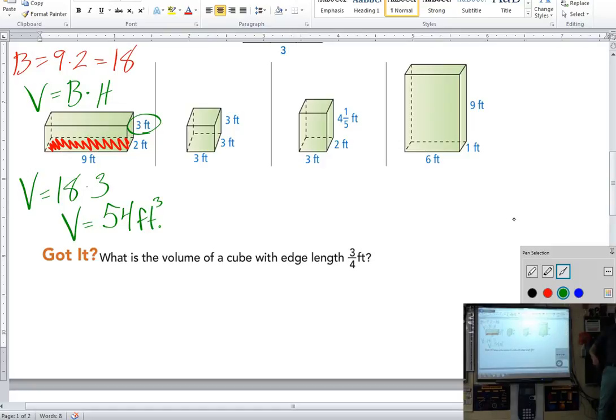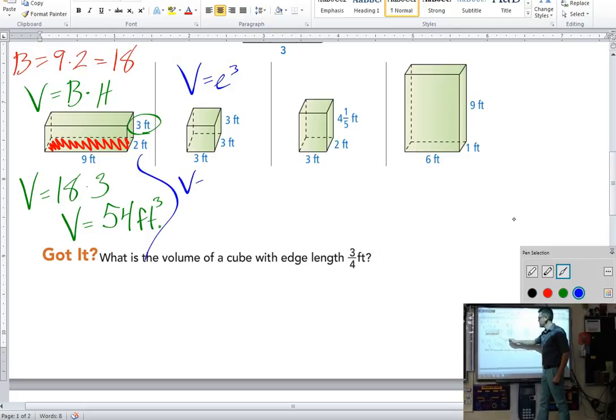So if you've got 3 by 3 on the bottom, then stacked 3 tall, we can just set up the edge length cubed, which is going to be 3 cubed, which is 3 times itself times itself. So 3 times 3 gives me 9, and 9 times 3 gives me 27 feet cubed.